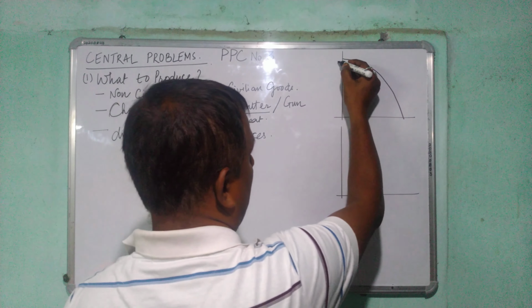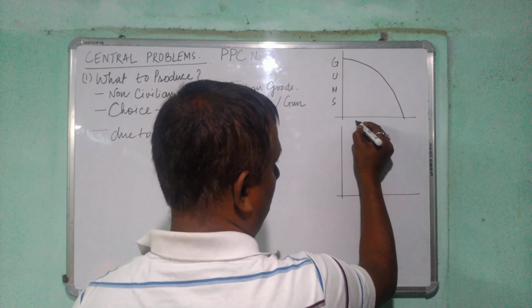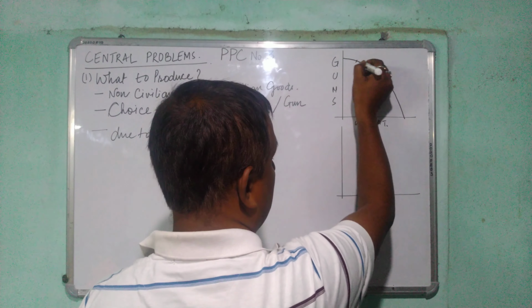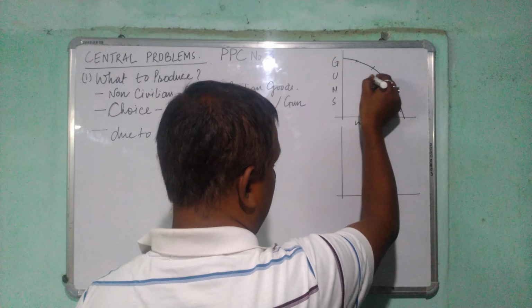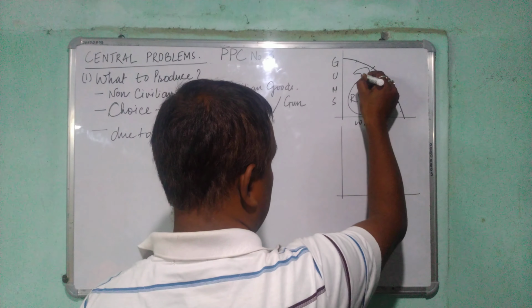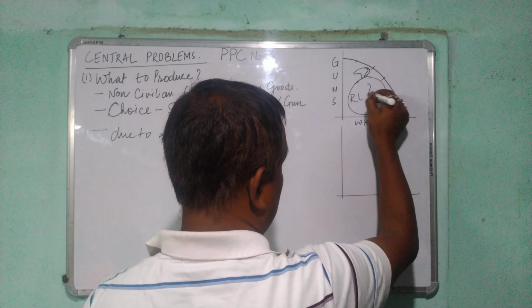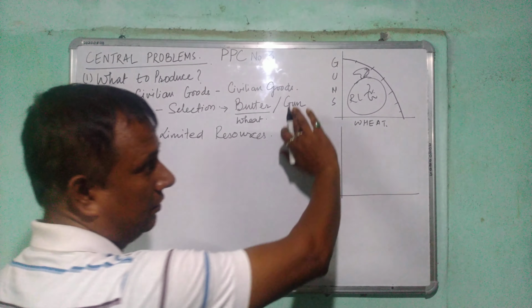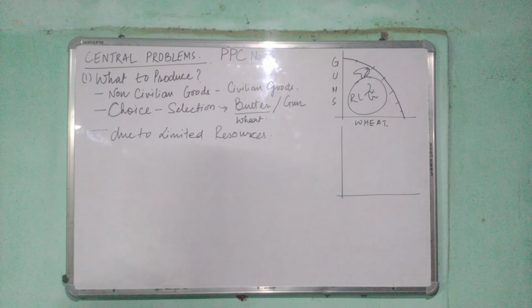So I have already told you about this, this is guns, and this is wheat, guns and wheat. There are different production possibilities on this curve, which depicts the resources. With the resources you can produce this much. This is what to produce.